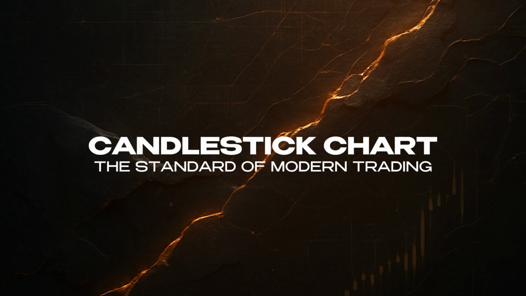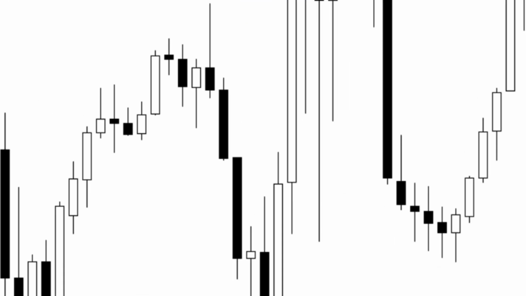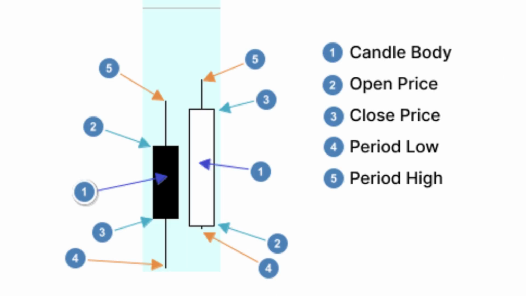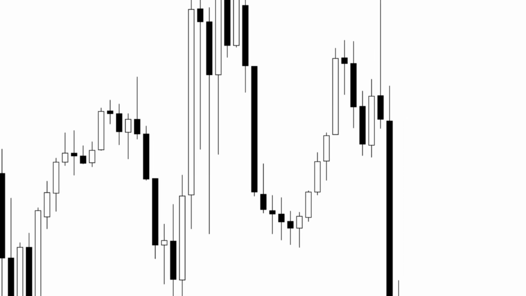Candlestick chart, the standard of modern trading. And finally, the candlestick chart. Candlesticks are the standard of modern trading. They display the same four parameters as a bar: open, high, low, and close, but they do it much more visually. The body of the candle shows the difference between the opening and closing price. If the price closed above the open, the candle is bullish. If below, it's bearish. The shadows, wicks, show where the price went during the period, the highs and lows.